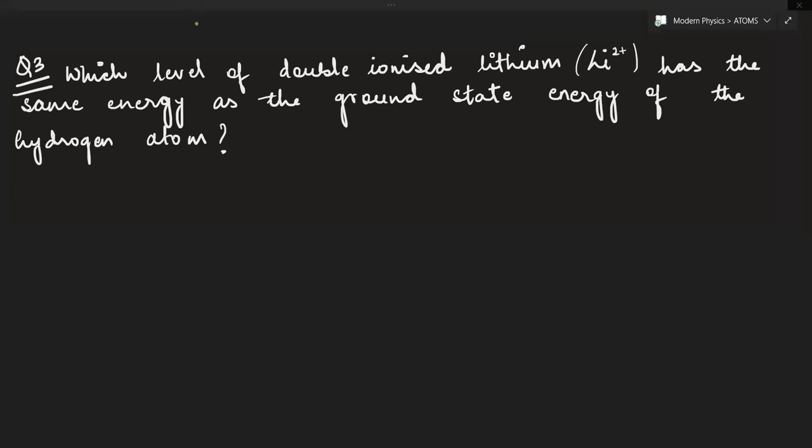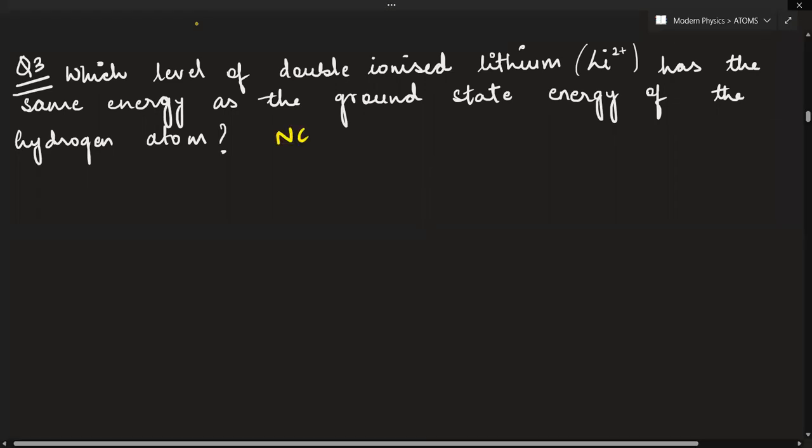See, this question says: which level of doubly ionized lithium, that is Li2+, has the same energy as the ground state energy of the hydrogen atom? So this is a question actually from your NCERT only.